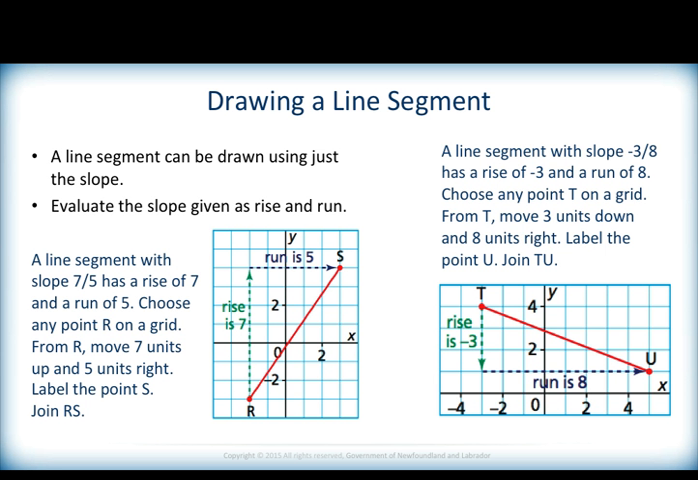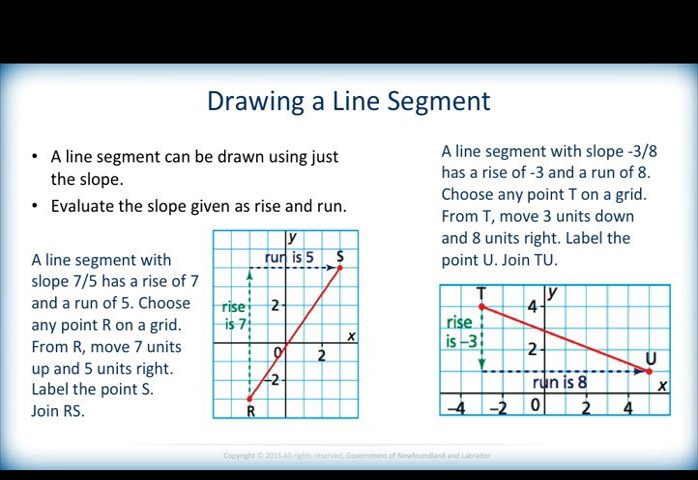So first of all, let's discuss how to draw a line segment. A line segment can be drawn using just the slope. You will evaluate the slope that is given as rise and run. So if we look at a line segment with slope 7/5, we have to break that up, knowing that the slope can be found using the formula rise over run. So if we look at 7/5, that will have a rise of 7 and a run of 5.